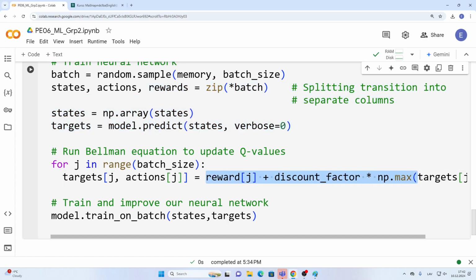and accordingly now the neural network trains.